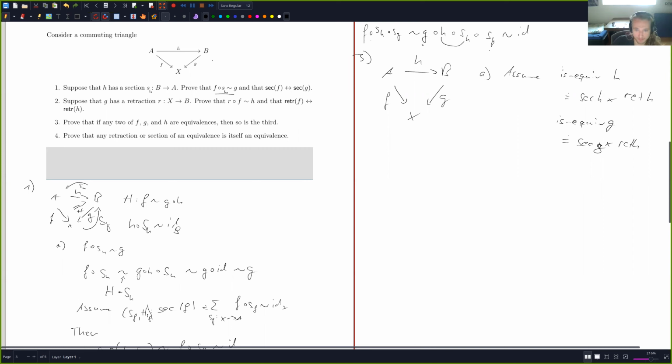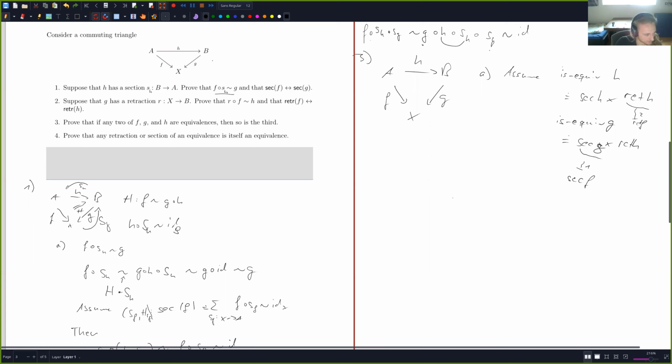Okay, well, a section of G, which we have, gives us a section of F. This implies a section of F by part 1. And a retraction of H gives us a retraction of F. Yeah, that's correct. So this gives us a retraction of F, also by part 2. And of course, now we know that F is an equivalence.